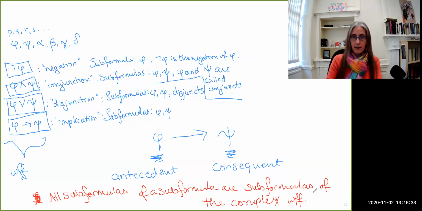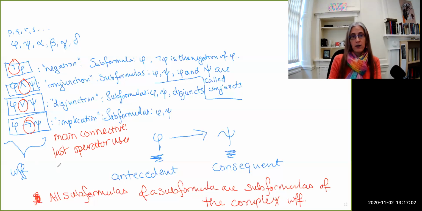The last piece of notation that I want to mention here is that whichever one of these operators is the last one that you use when you are constructing a complex formula, that will be called the main connective. So the main connective is the last operator used to create a complex formula.